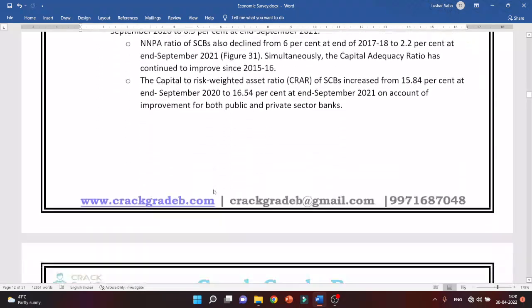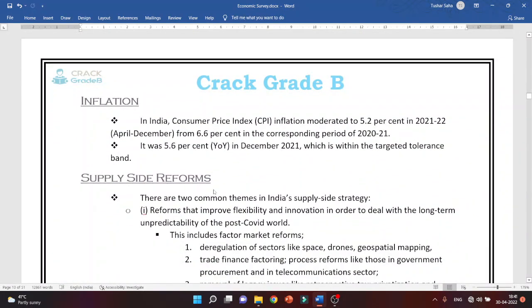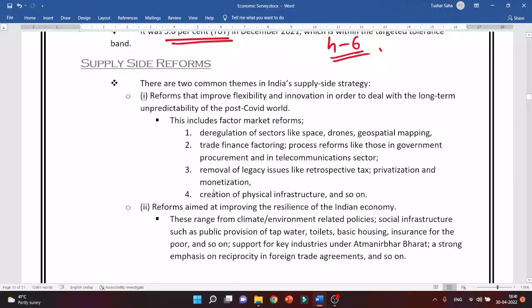So then let's move to the next one, that is inflation. So CPI moderated to 5.2% in 21-22 from 6.6% in the corresponding period of 2021. Okay. So it was 5.6% year on year in December 21, which is within the targeted tolerance band. So what is the tolerance band? It's 4 to 6%, right? Then let's see the supply side reforms. Okay, so there were mostly two common things that have happened.